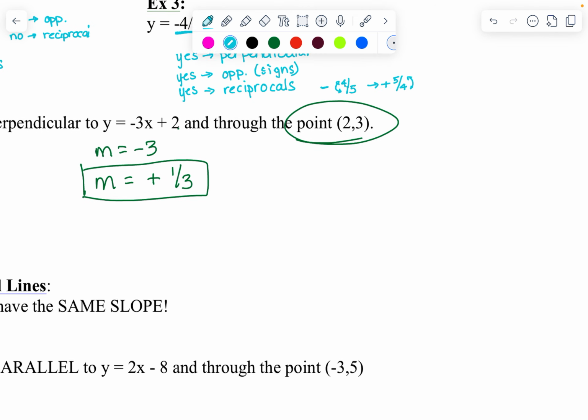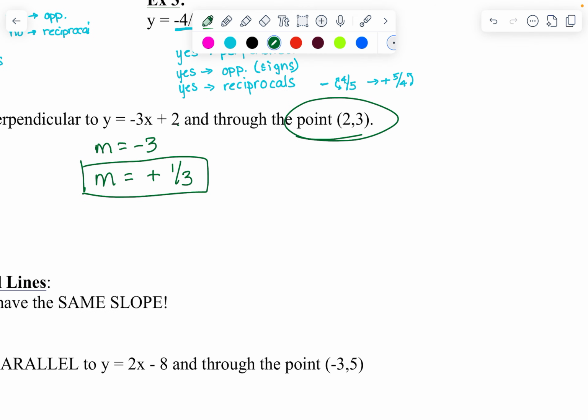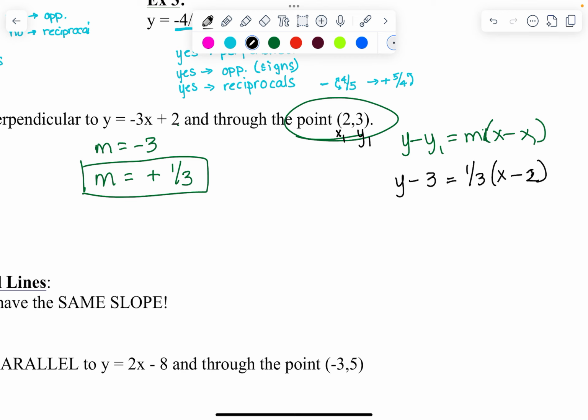So let's go ahead and start by putting it into point slope form. Point slope form is y minus y sub 1 equals m times x minus x sub 1. Plug and chug, here we go. Y minus 3 is equal to 1/3 times x minus 2. So I just plug these in for x sub 1 and y sub 1, and I plug this in for my slope. Now simplify. Y minus 3 is equal to 1/3 x minus 2/3.